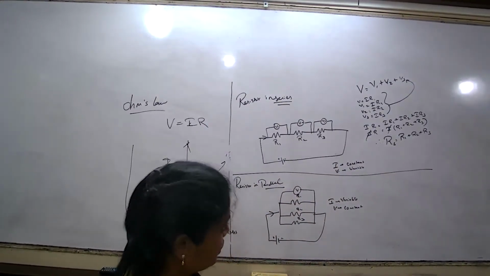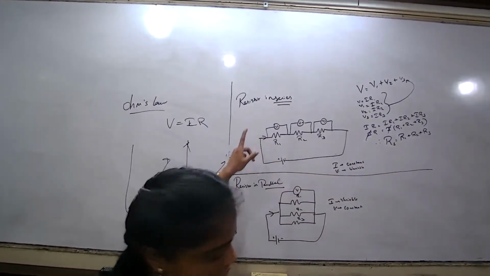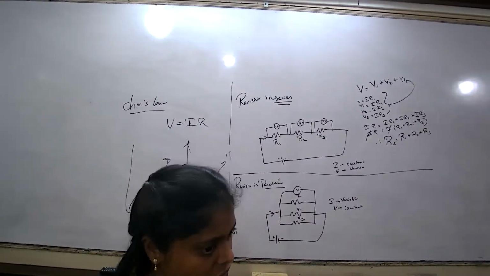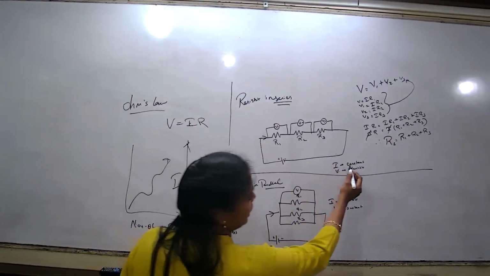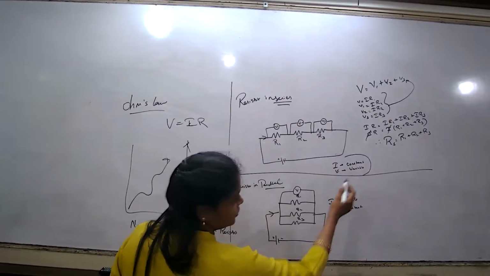Okay, so we are connecting the resistors in series as well as in parallel. What is the first condition? In series, current would be constant. Okay, current is constant, voltage is variable.